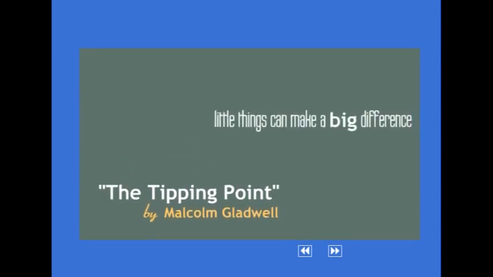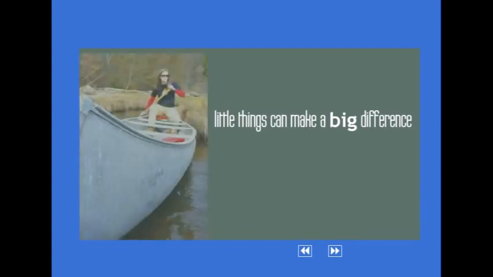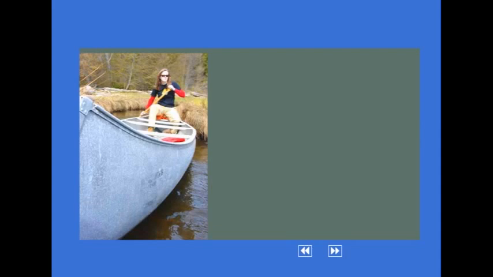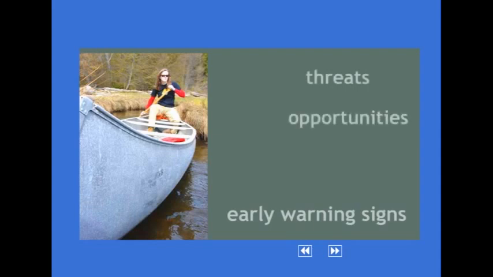Gladwell explains how little things can make a big difference. When you are paddling along in your canoe, you know this to be true. A minor scratch on the bottom of your canoe could potentially end your trip. Similarly, when you're running a business, you must constantly be scanning and identifying the early warning signs in your firm's ecosystem. You're looking for any potential threats or opportunities. You must identify and deal with them at the earliest opportunity. Your job as CEO is to mitigate these threats and to exploit the opportunities presented by change in your ecosystem.